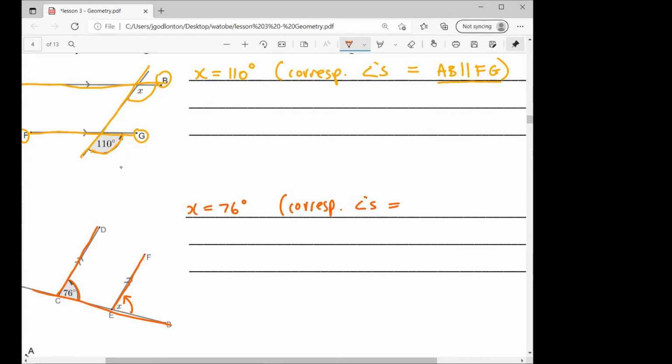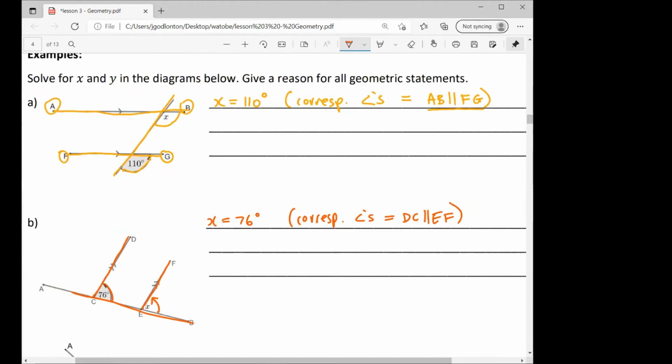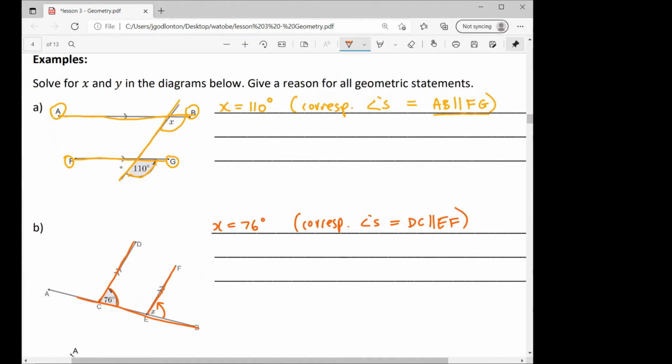BC is parallel to EF. Excellent. Thank you. Okay. So remember, this is your statement and this is your reason. We have everything we need. And the most important thing is we have put which lines are parallel. If we don't put which lines are parallel, we will get no mark for our reason. So it's really important that we have all of that here.